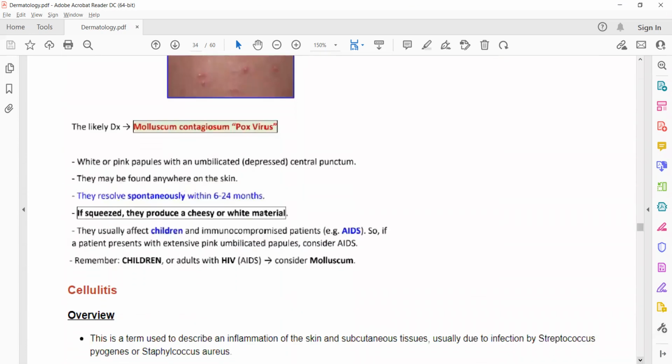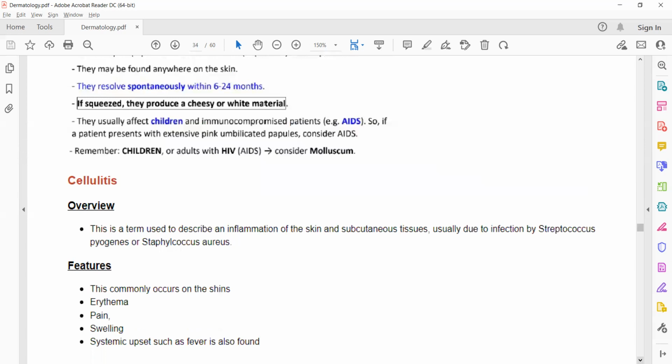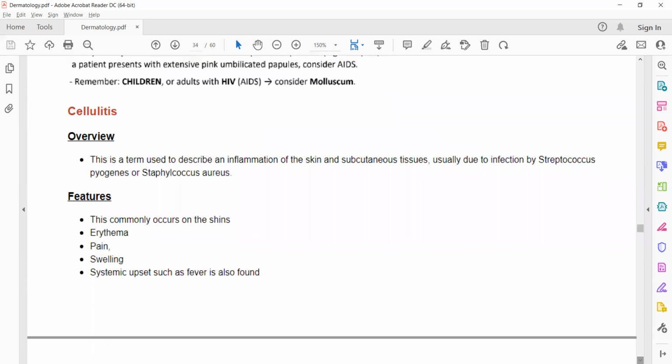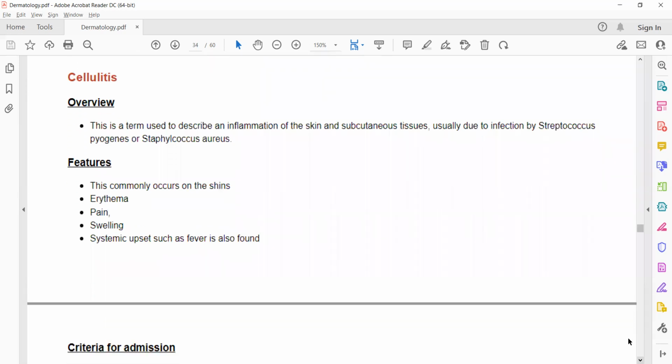Any more questions? So we are done with fungal and viral skin infection.